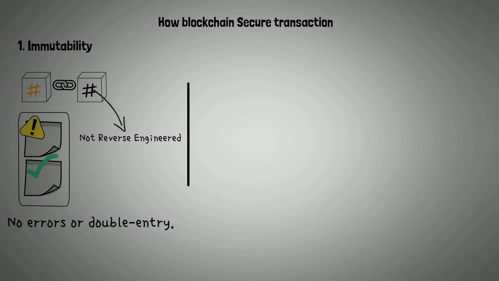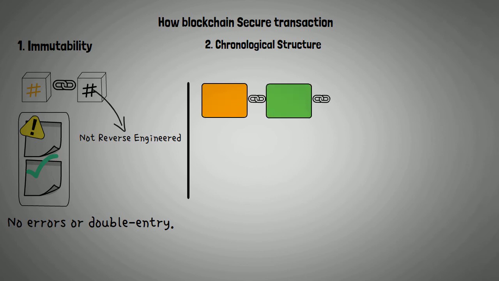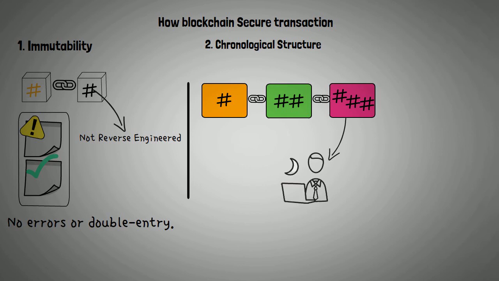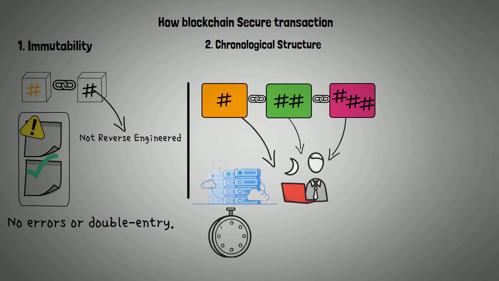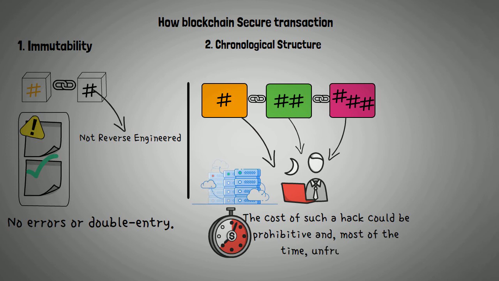The second is chronological structure. Every block in a blockchain is stored in chronological and linear order, meaning they always attach at the end of a blockchain. And each block has a hash and the hash of the previous one. This fashion is followed throughout the blockchain that may contain thousands of blocks. Hence, it's challenging to retreat all the way back to change the records. Even if someone manages to alter a block, they will have to do it for all the other blocks, which takes a considerable effort, resources, computational power, and time. This gives users time to verify the block and find if it is compromised. The cost of such a hack could be prohibitive and, most of the time, unfruitful.